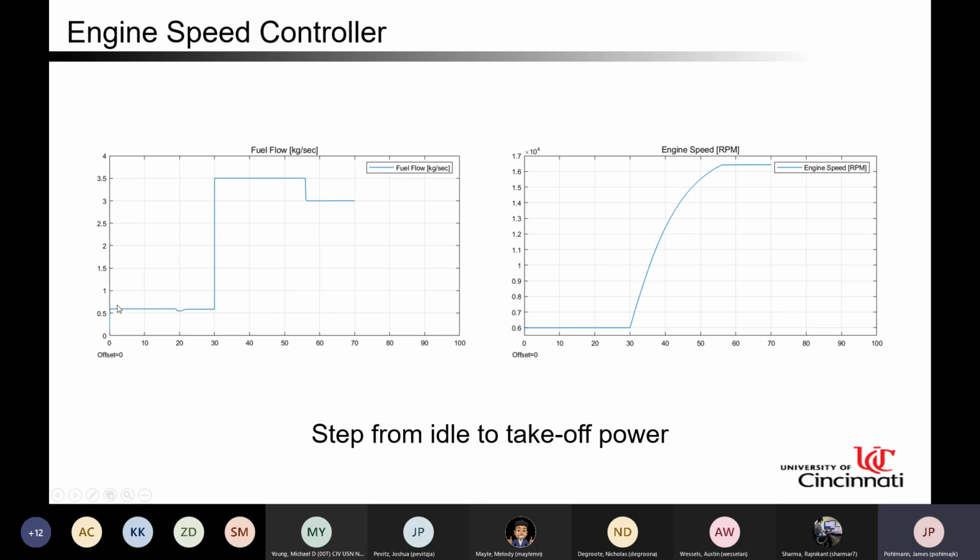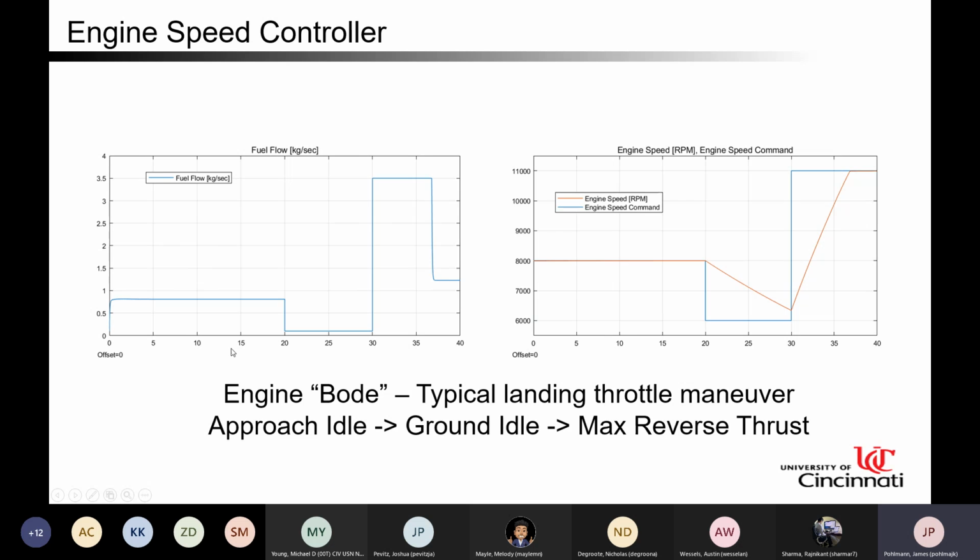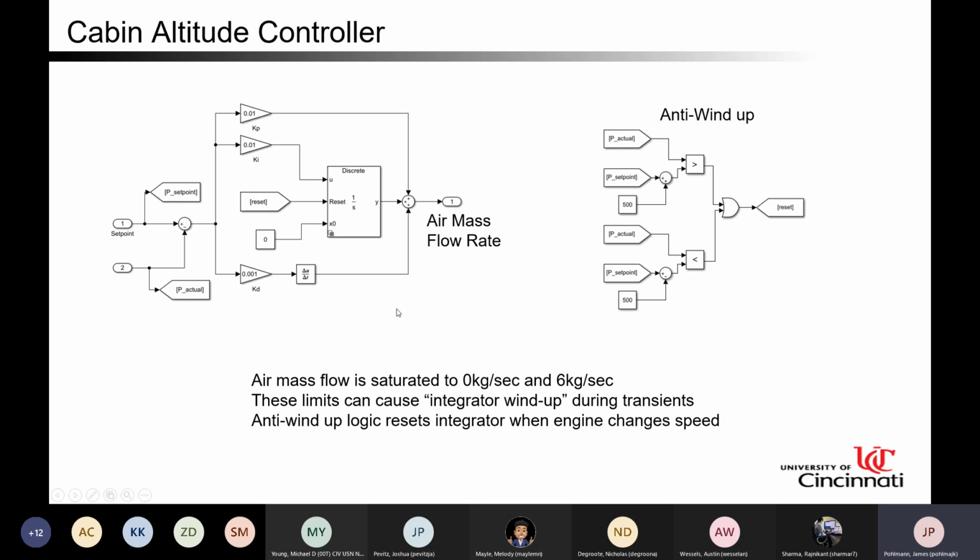Here is a burst, from idle speed to takeoff thrust. This is commanded fuel flow, and this is engine RPM. This is a Bode plot, so it's typical for a landing scenario where we go from approach idle to ground idle and then max reverse thrust. As the aircraft is landing, you can see here's our elevated idle, here is ground idle, and then here is reverse thrust, with corresponding fuel flow.